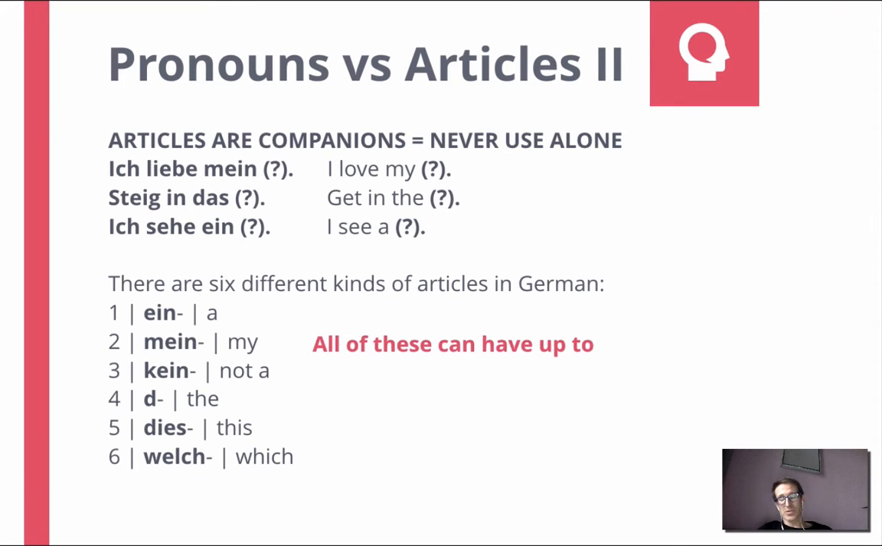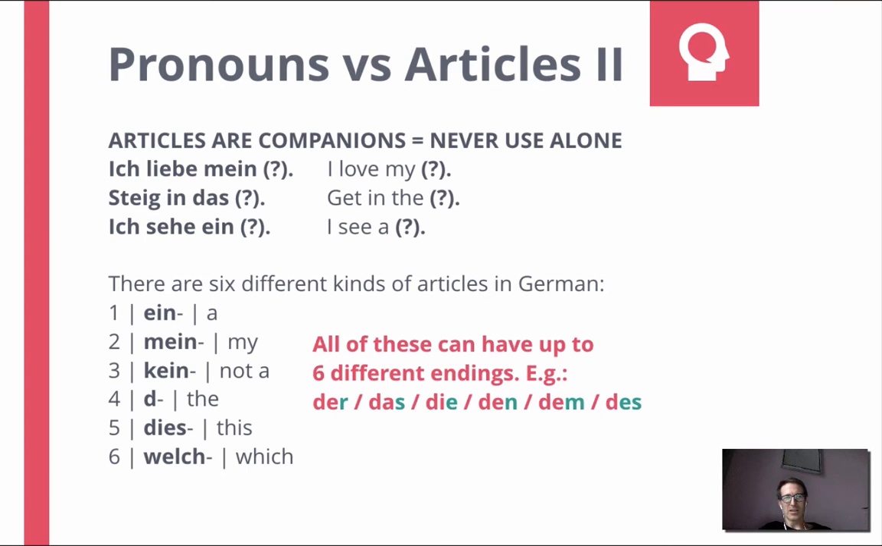So the good news, even better news, is that all these 6 different kinds of articles can have up to 6 different endings each. You can see what a mess that actually is, right? If you try to tackle this all at once, you're just gonna end up confused and hating the German language, or at least the grammar. That's why I introduced these step by step, very logically and very clearly explained in my online course. Yeah, make sure to check out the first lesson to get an idea of the power of good teaching.